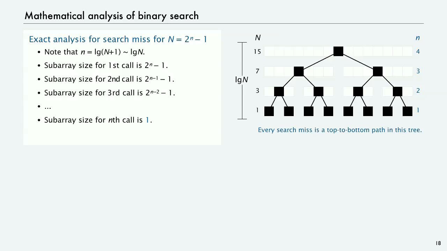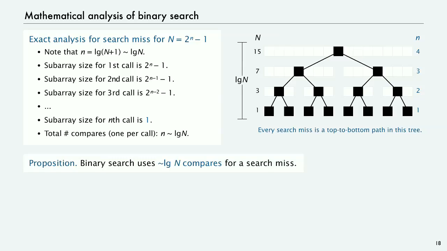So every search miss is going to be a top to bottom path in this tree, and for every call we do one compare of our key against the middle key in the current array. The total number of compares is going to be little n, which is about equal to log of big N. That's an indication of how binary search gains its efficiency. That is a proof that binary search uses about log N compares for a search miss.